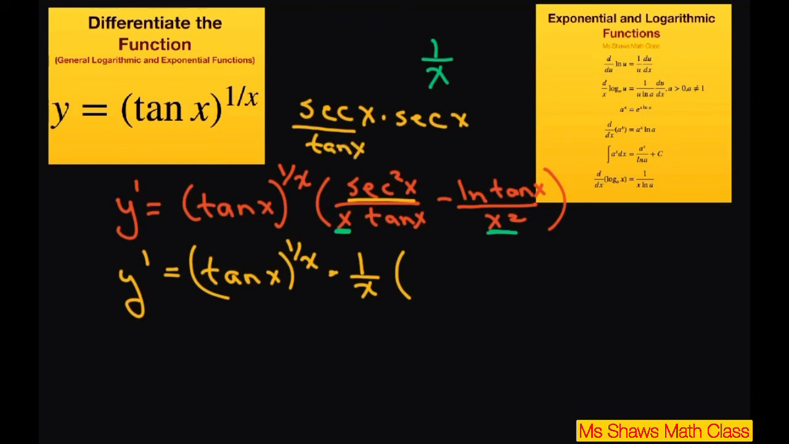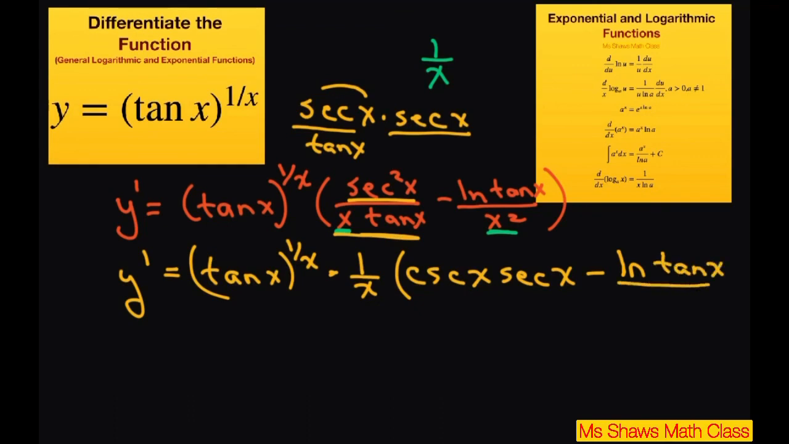So this part here is just going to be cosecant of x. Then we still have our secant of x. And then we have our ln. So I just got rid of the denominator there, ln of tan of x. But we still have another x here because we only pulled out 1 over x. And that's it.